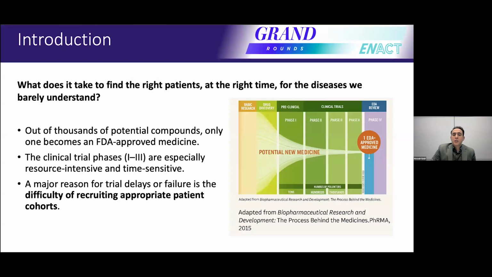Let me start with the question that basically drives this presentation. What does it take to find the right patient at the right time for diseases we barely understand? We all know that drug development is a long and tough process. Thousands of compounds are tested, but at the end of the day, only one makes it through FDA approval.